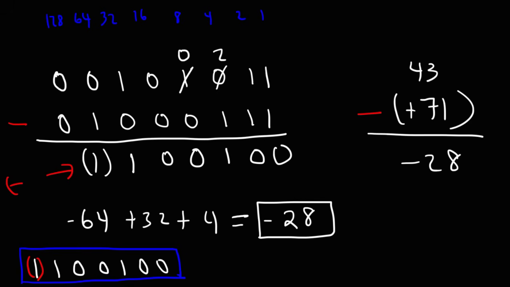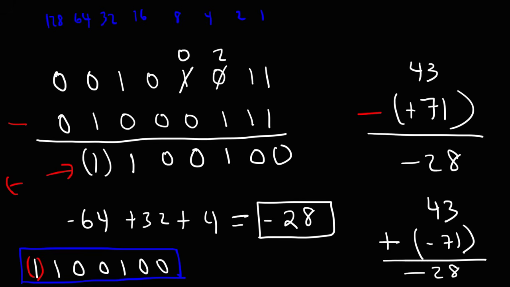Now let's see if we can get the same answer using the 2's complement method. So we're going to, instead of subtracting, we're going to add. But this is going to be negative 71 as opposed to positive 71. And this should give us the same result, negative 28. So the first number, 43, we're going to keep the same, but we need to find the negative equivalent of this number.